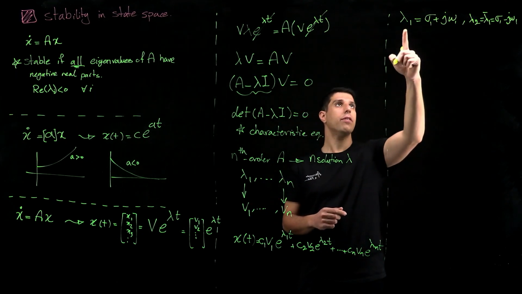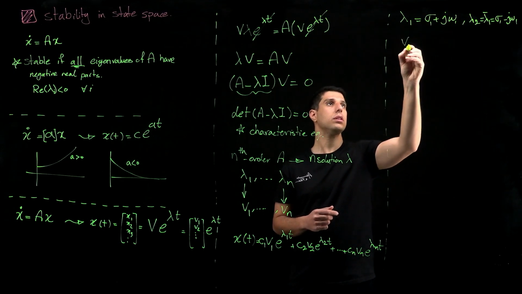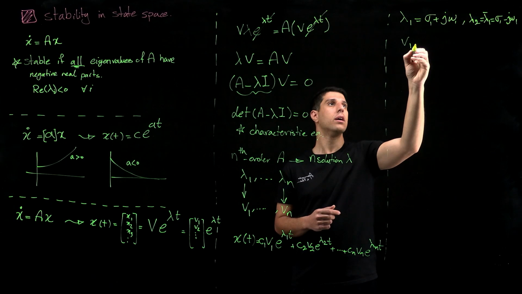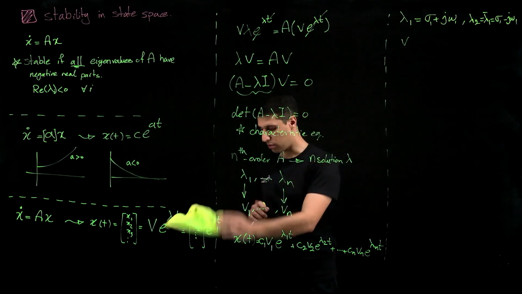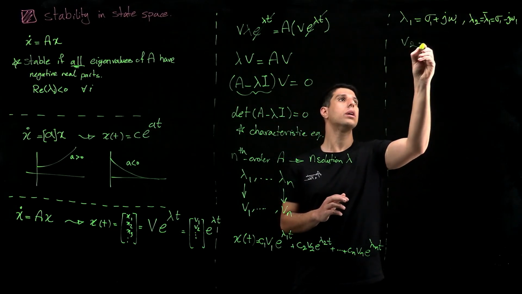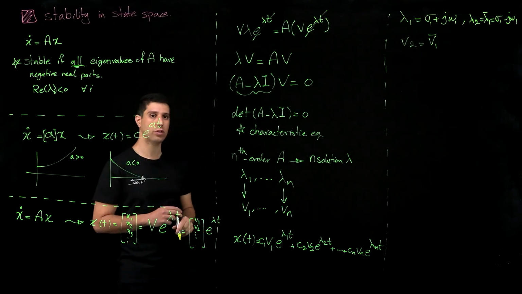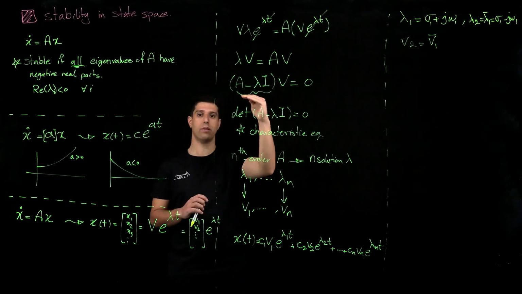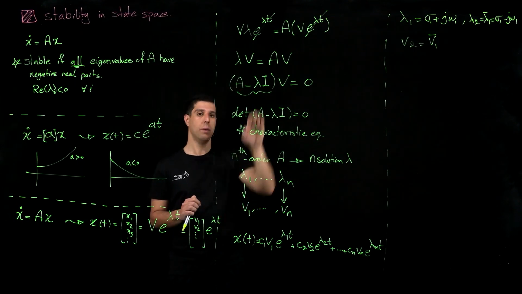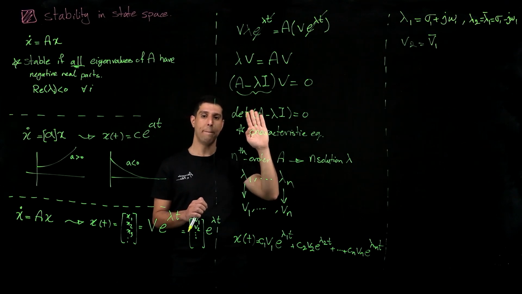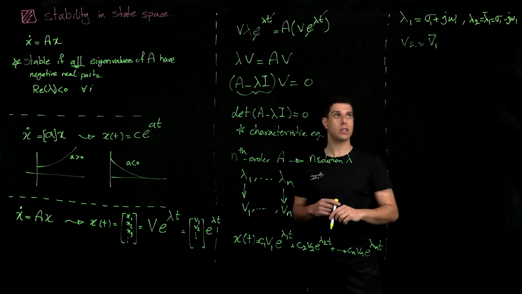And the same way, if I have two complex conjugate eigenvalues, v1 and v2 will be complex conjugates too. I'm just going to write it as v2 equals the complex conjugate of v1. So if v1 is a vector of complex numbers, the real parts will remain the same, but v2 will have the minus version of all the imaginary parts.